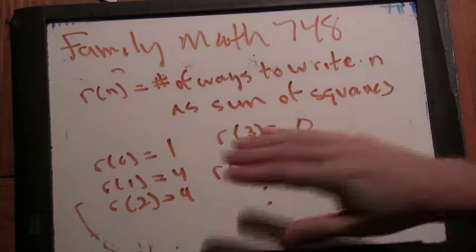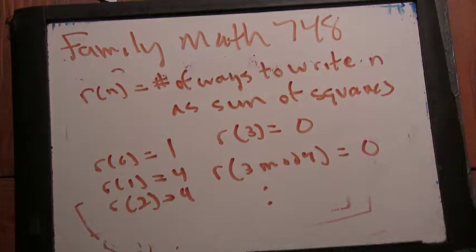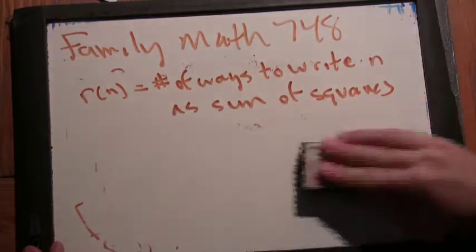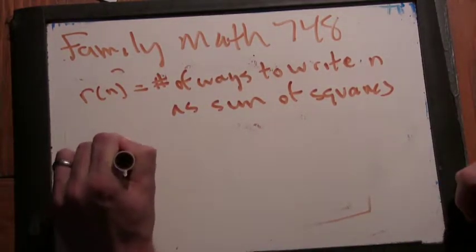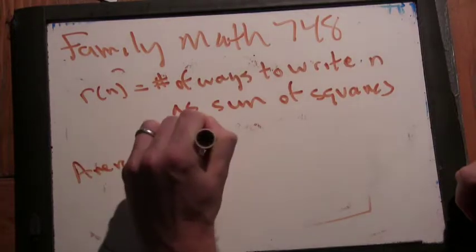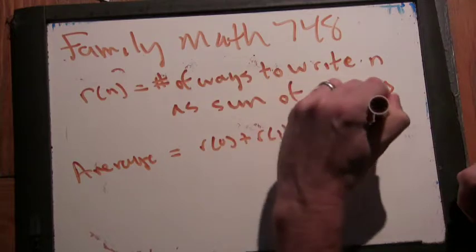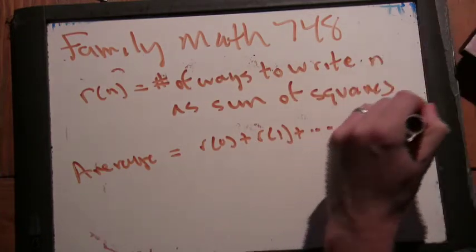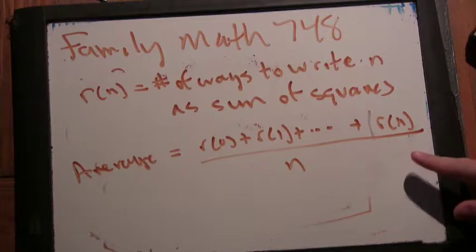So it's hard to understand what this function is, but an interesting question becomes to take the average of it. So we could do the average, which equals R of 0 plus R of 1 plus up to R of n, divided by n, and look at that as n gets really large. Okay, so that's the problem Gauss looked at.